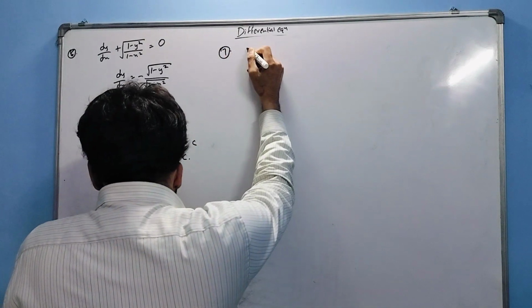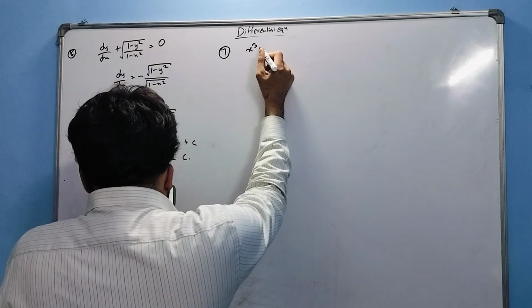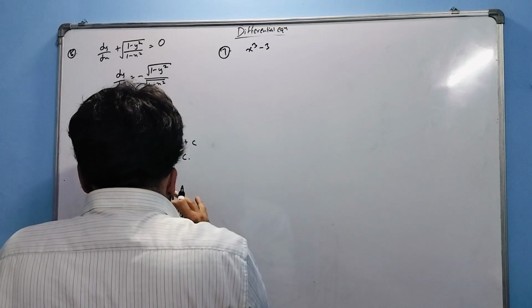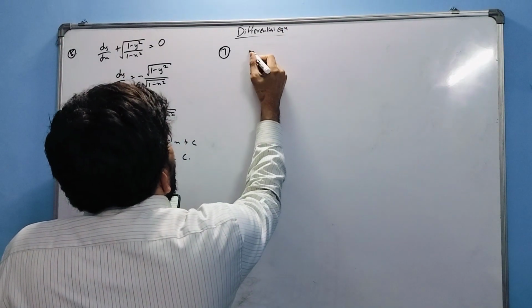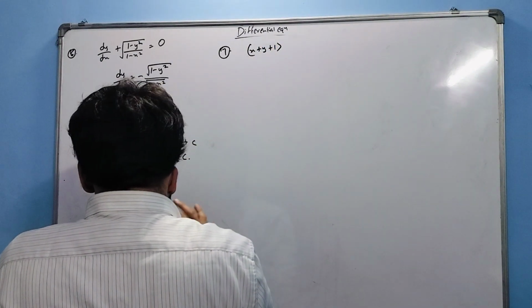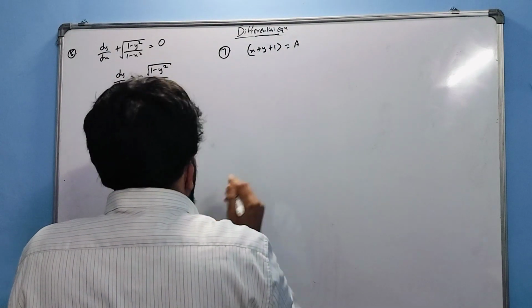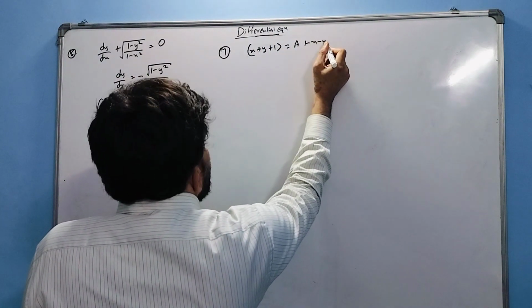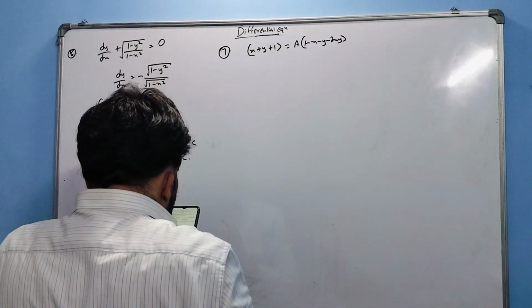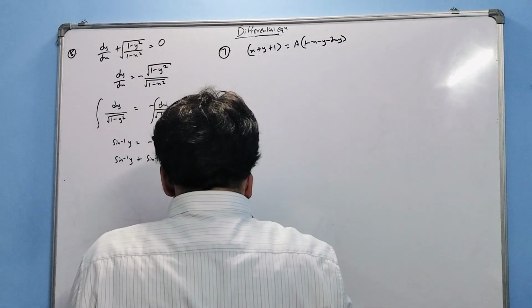They have given the general solution: x plus y plus 1 is equal to a times (1 minus x minus y minus 2xy). Now a is a parameter, and we need to show that this is a general solution of the differential equation.